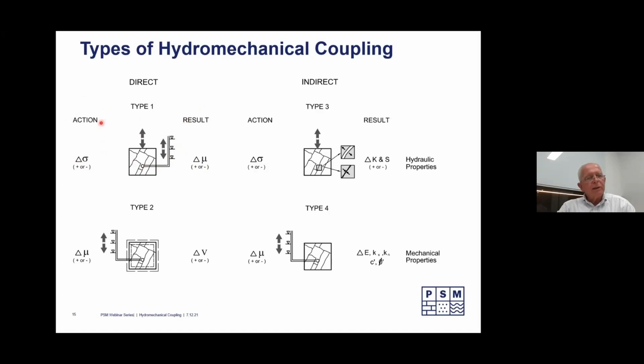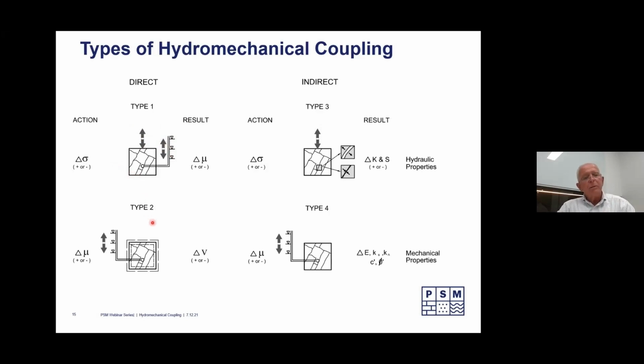So the action in this case is an increase or decrease in the stress, shown here by these two black arrows on top. I'm either pushing down on the block or I'm lifting off the block. And as I do those, if I push down on the block, that water pressure in that crack goes up. If I take load off the block, the water pressure in that crack goes down. That's type 1, direct hydraulic coupling.